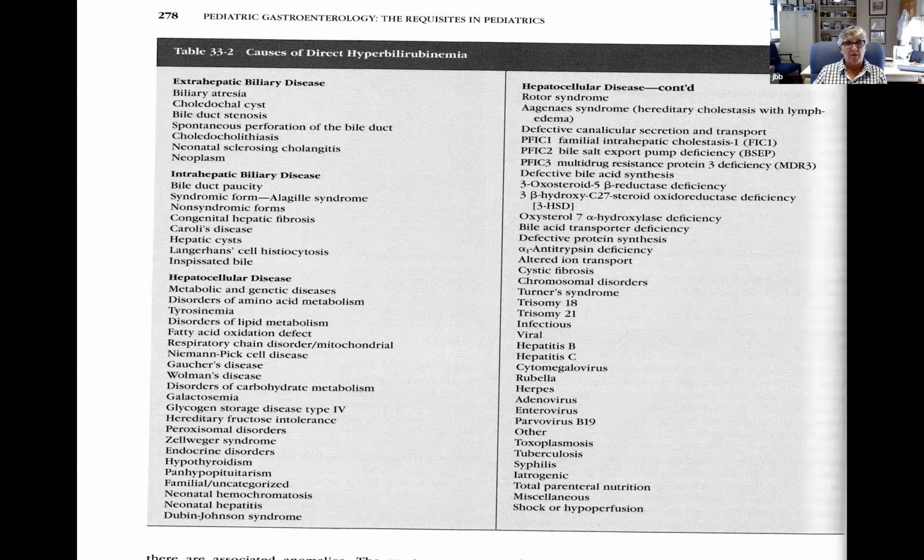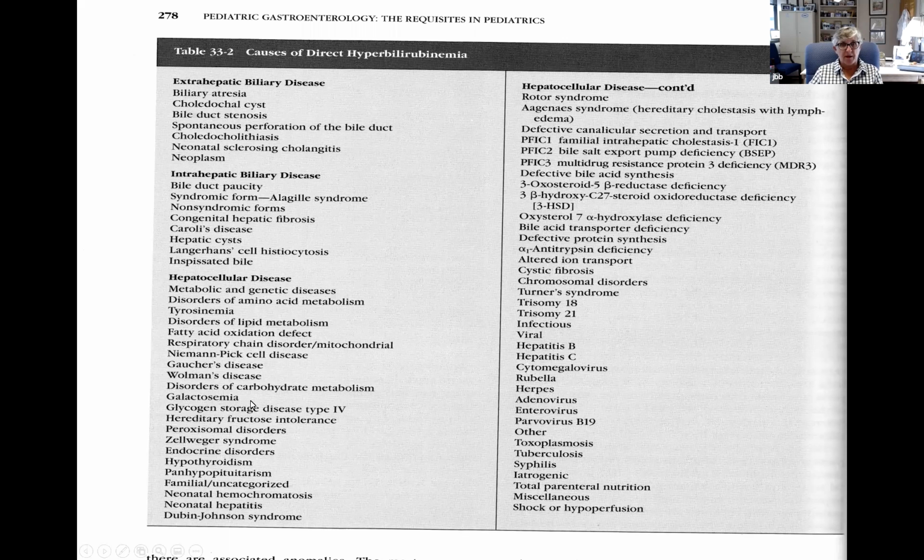Probably some of the more common ones are infections. I think ones that I've seen were TORCH infections in the past, and those were listed over on this side with CMV. The one that I actually saw last was a syphilis infection that gave conjugated hyperbilirubinemia. And those babies, instead of having the typical classic yellow color, sometimes are more of a greenish yellow, a little bit scarier looking color to them. But again, lots of things to think about.